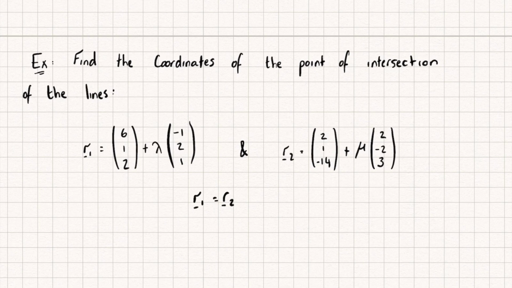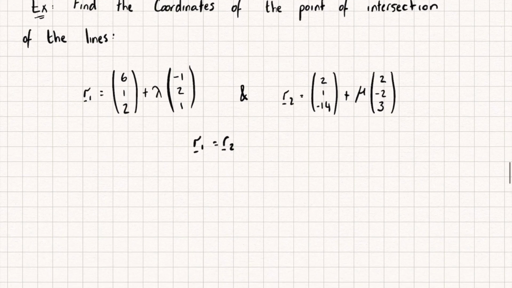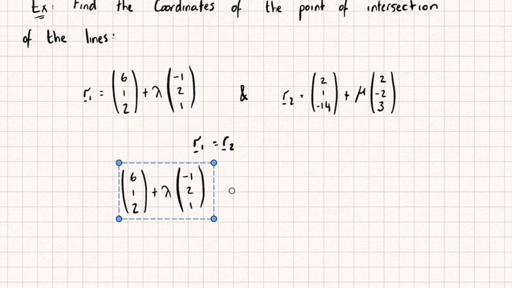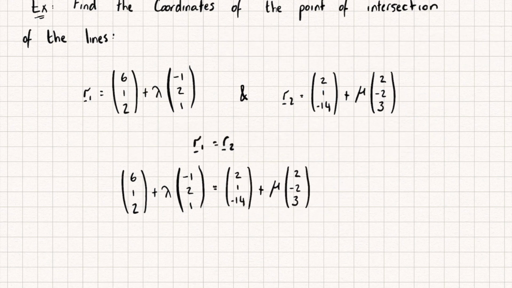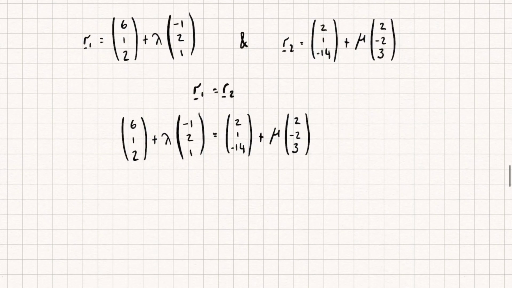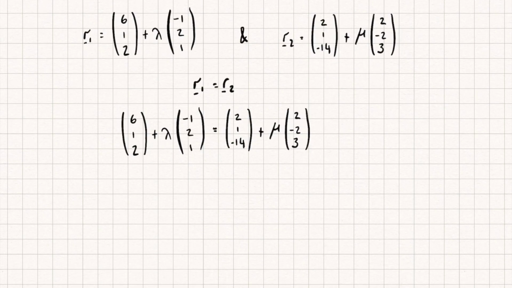And so we're going to set our lines equal to each other, and then we're going to try and find a value of lambda and mu that makes the x, y, and z coordinates equal. And we'll see how to do that. So we're going to set these two things equal to each other. We're then going to have a look at what this is saying. So let's look at it bit by bit.